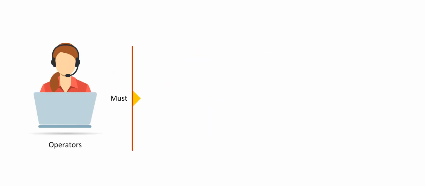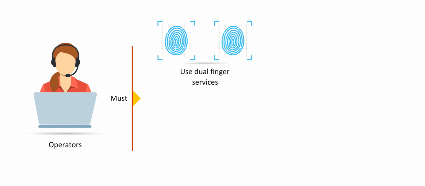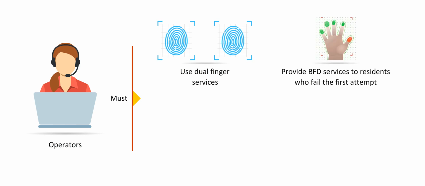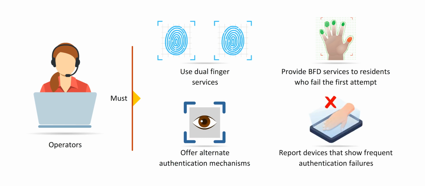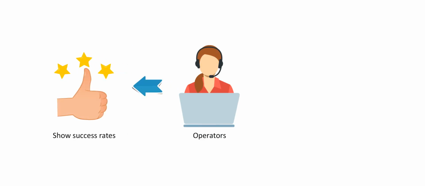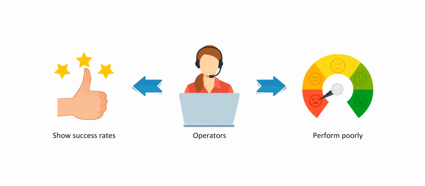Operators must be specifically encouraged to use dual finger services to provide BFD services to residents who fail the first attempt and to offer alternate authentication mechanisms such as iris authentication. Operators must be encouraged to report devices that show frequent authentication failures. Operators who show better success rates may be encouraged, and those who repeatedly perform poorly may be retrained.